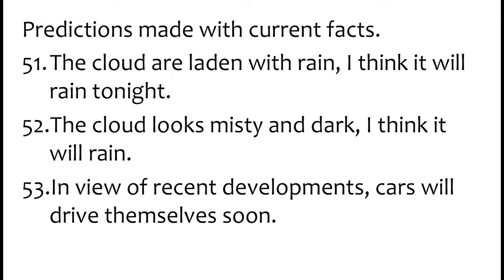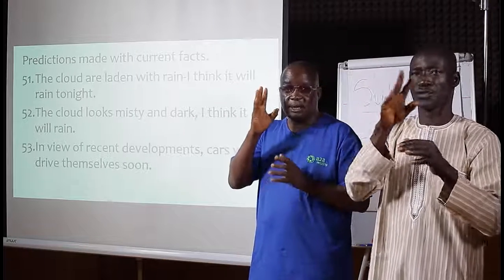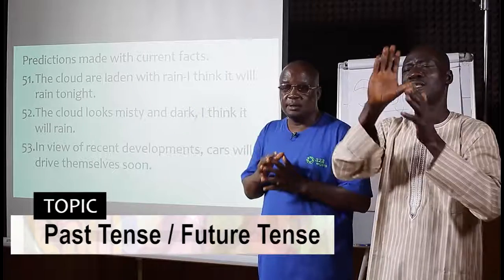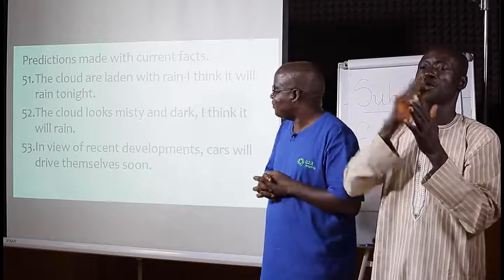52. The cloud looks misty and dark. I think it will rain. The person observed that the clouds are dark, and therefore he predicts it will rain.